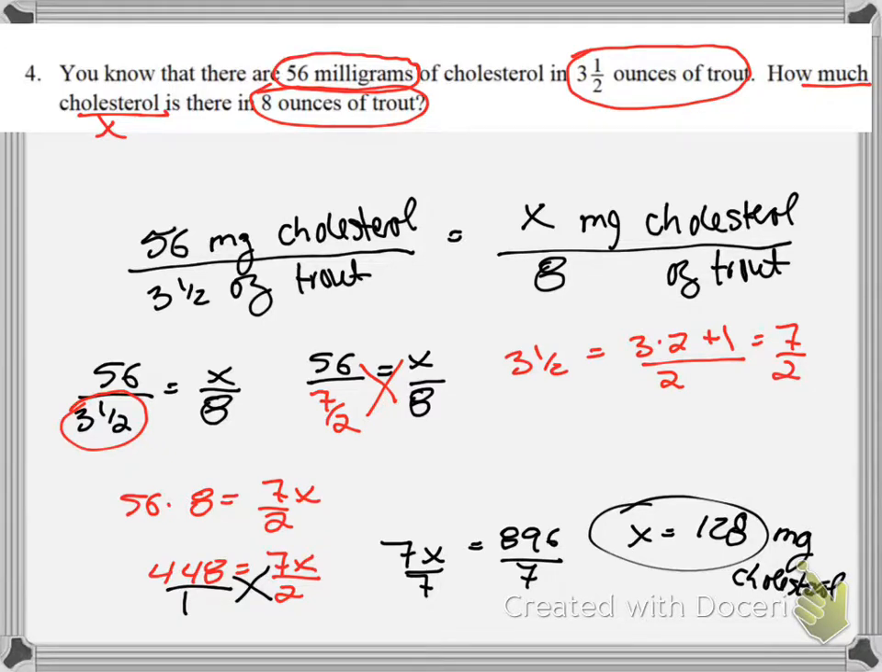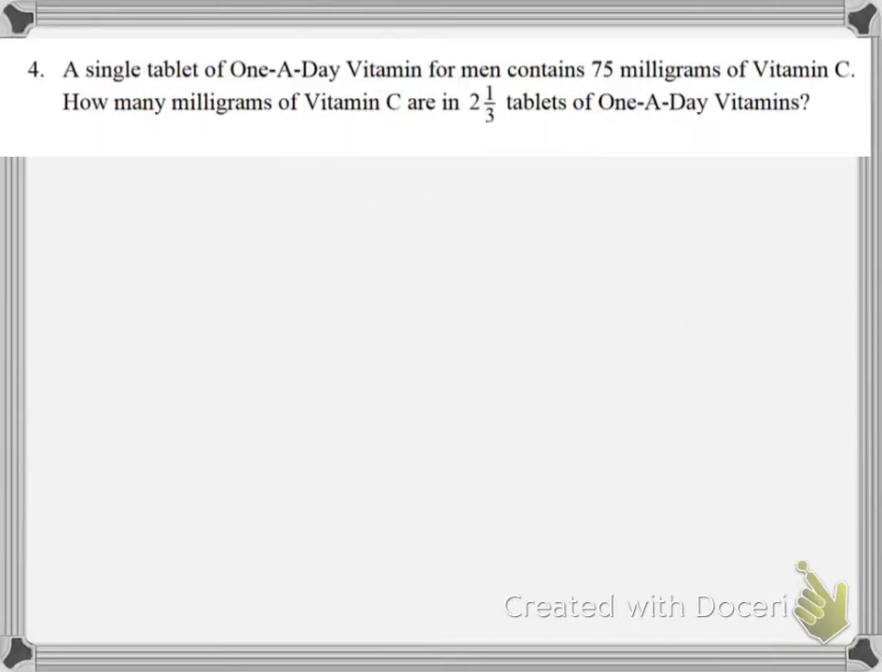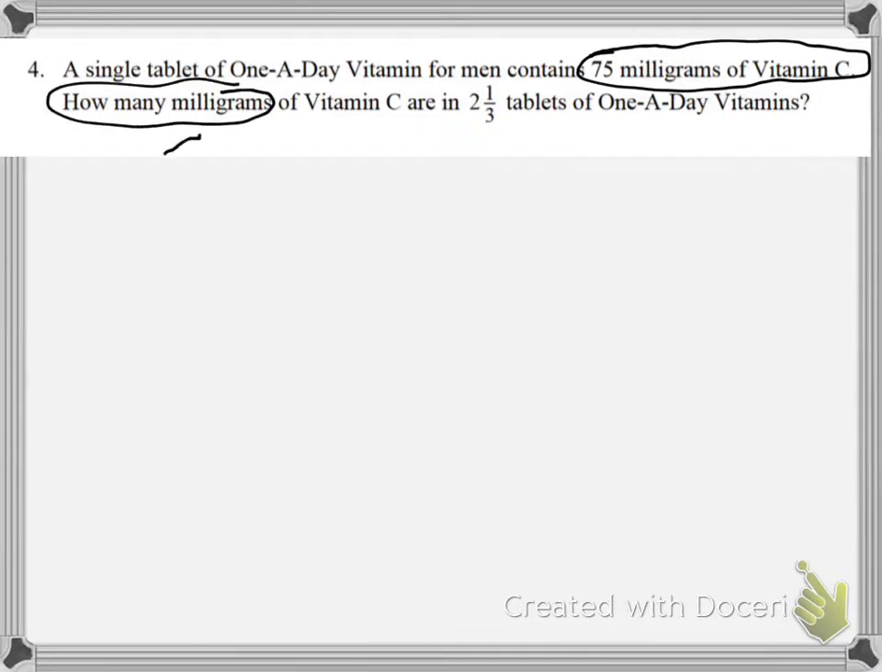Okay, I think we have time for one more example. Okay, it says a single tablet of 1-a-day vitamin for men contains 75 milligrams of vitamin C. And then it says how many milligrams, so we'll call that X, of vitamin C, you can include that too, are in 2 1/3 tablets of 1-a-day vitamins. So, if you want, you can pause the video and think about what are the 2 units we're really looking at here. See if you can figure that out.